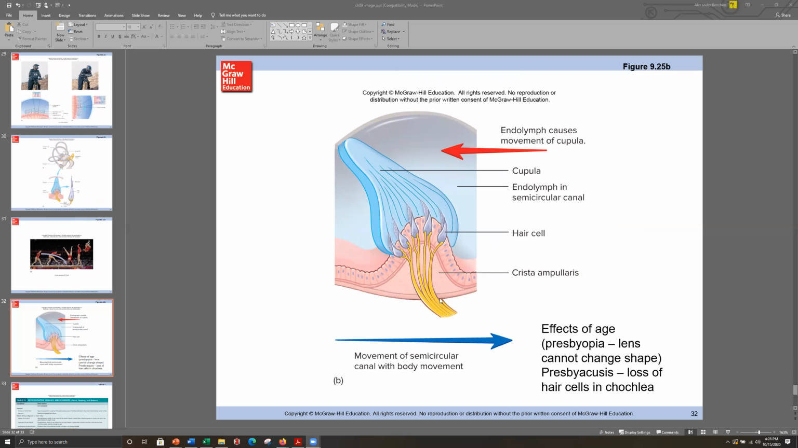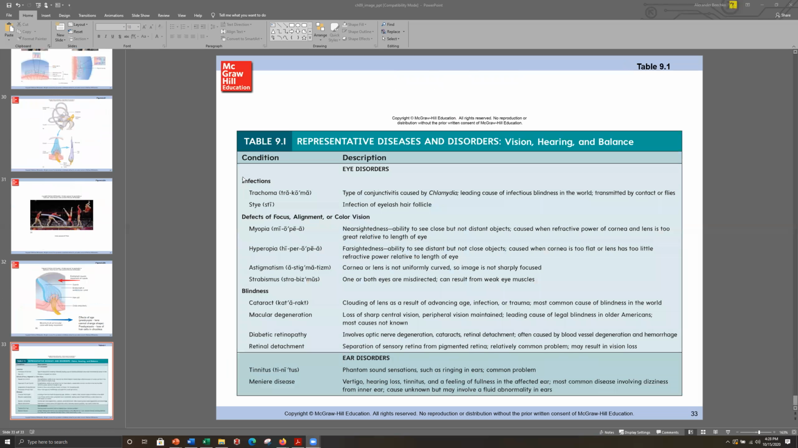So what's interesting is that obviously all of this can kind of change with age. So we'll get to that in a little bit here. All right. So let's talk about some of these disorders.